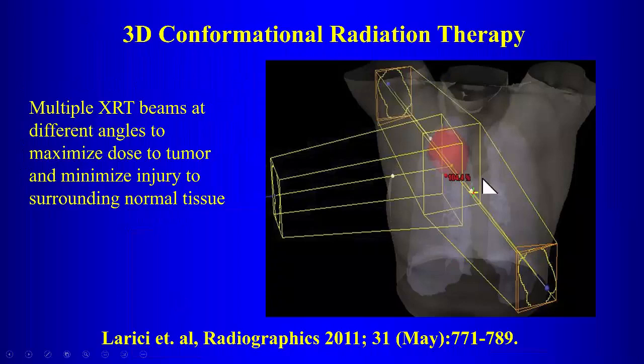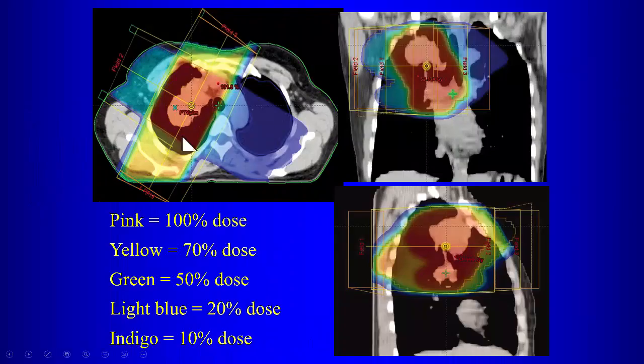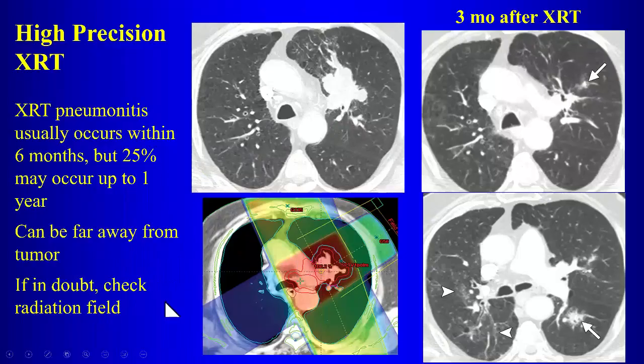Okay, so they can rotate the radiation ports, and the idea is to maximize the dose to the tumor and to minimize the dose to the surrounding more normal lung. So you have these color-coded patterns here where it can show you where the maximum dose is and how the dose drops away as you get to the more normal lung surrounding the tumor.